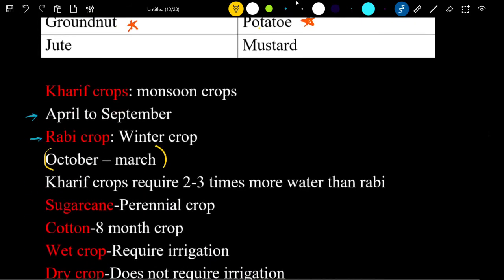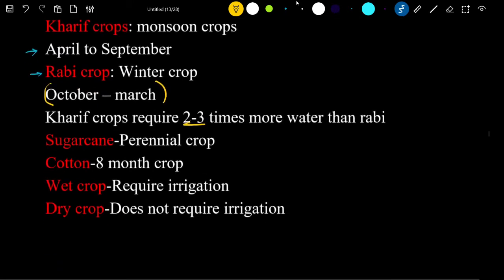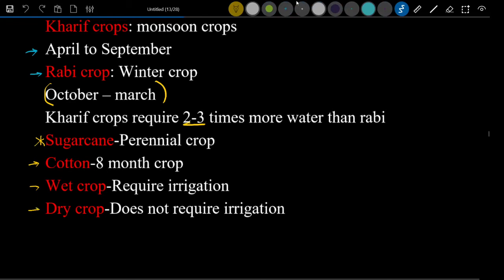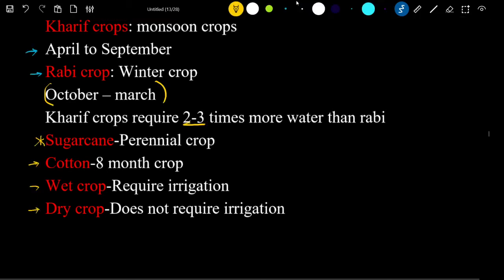The importance of the kharif crop is that it requires about 2 to 3 times more water than rabi crops. And sugarcane is a perennial crop, that is, it requires water throughout the year. Another related term is cotton, which is called an 8-month crop. It takes about 8 months to mature. Wet crops are the crops which require irrigation, and dry crops are those which do not require irrigation. That is, they grow and the rainfall is sufficient for making them mature.